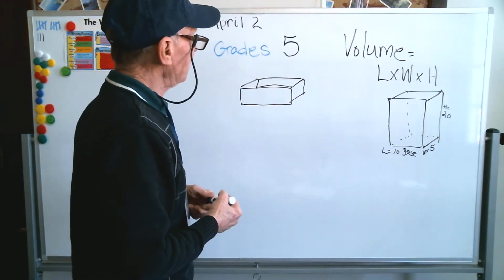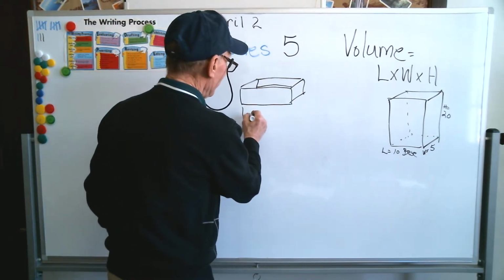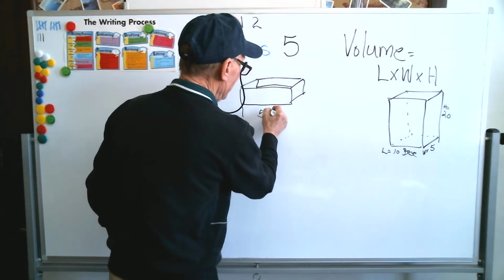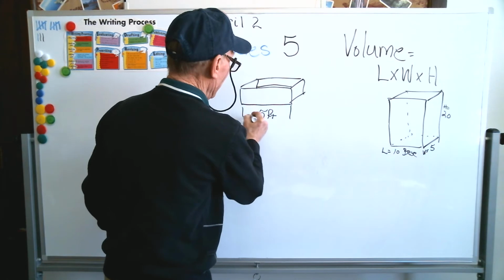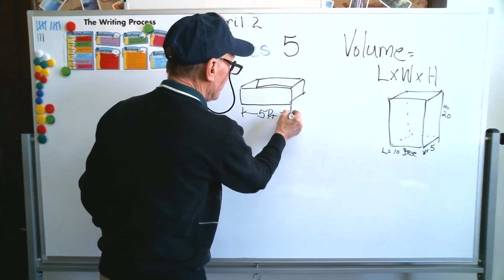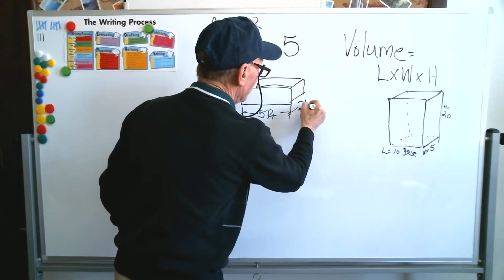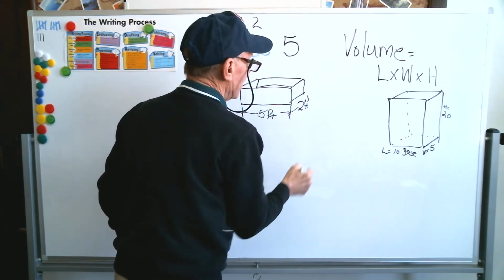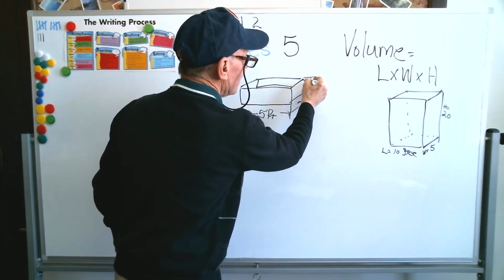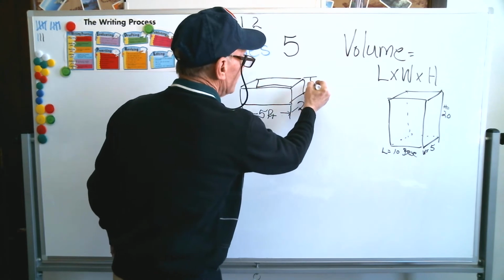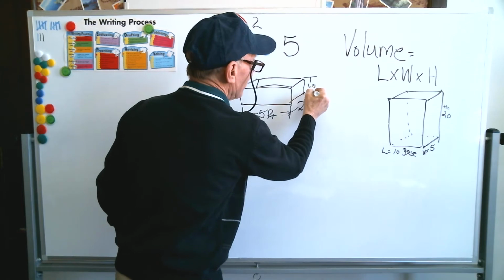So let's look at this bathtub. The bathtub measures 5 feet from here to here, and it measures 2 feet from there to there, and the depth of this, or the height, is, let's say, 1.5 feet.